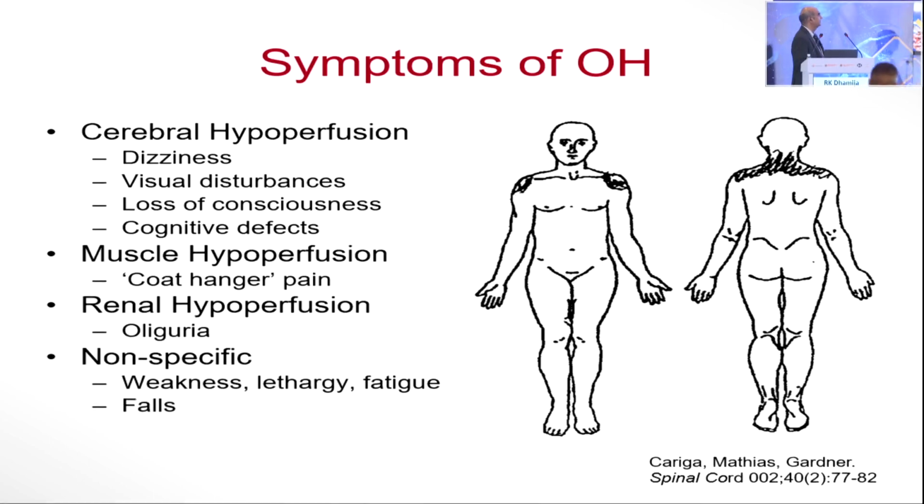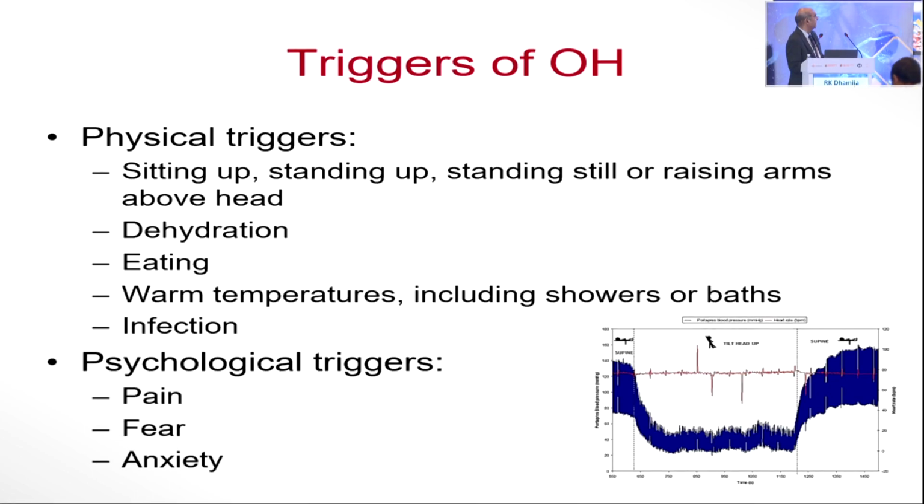So these are the common symptoms. Of course, we all know the dizziness, visual disturbances, coat hanger pain, renal hypoperfusion, and of course non-specific weakness, lethargy, and fatigue. So what are the triggers? Of course, standing up suddenly from a lying down position, dehydration, eating heavy meals, warm temperatures, infection, psychogenic factors, all these things can be triggers, and you can have the fall in blood pressure while standing.